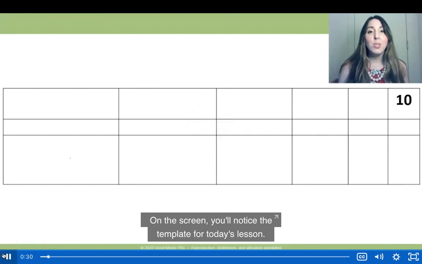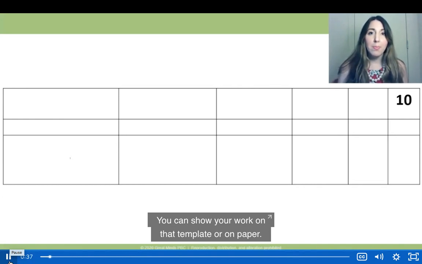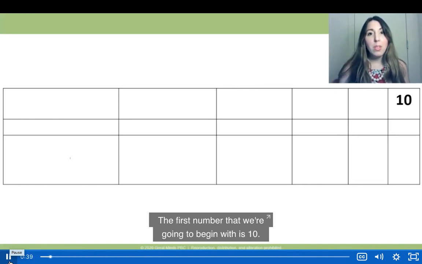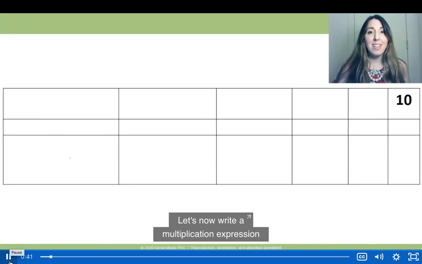On the screen, you'll notice the template for today's lesson. You can show your work on that template or on paper. The first number that we're going to begin with is 10.